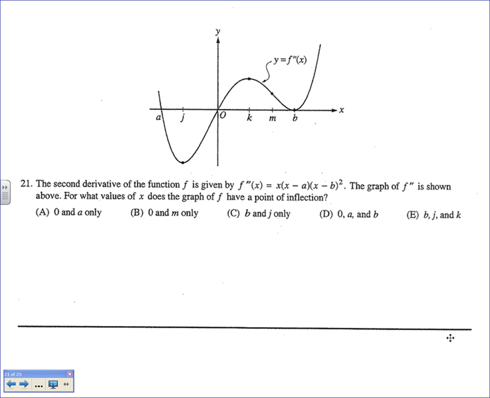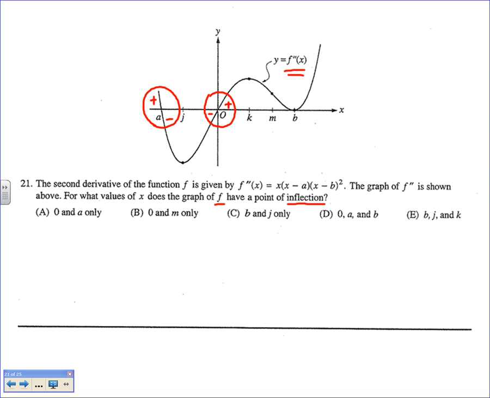Number 21 says that we have the graph of a second derivative. It's asking where does the related function have an inflection point. Remember, inflection points occur when there's a shift in the sign of the second derivative. The second derivative shifts from positive to negative at A, so there's a change in concavity at A from concave up to concave down. And once again, there's a shift in concavity at 0 where it goes from concave down to concave up.